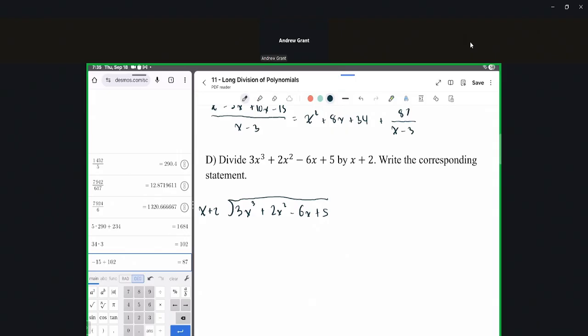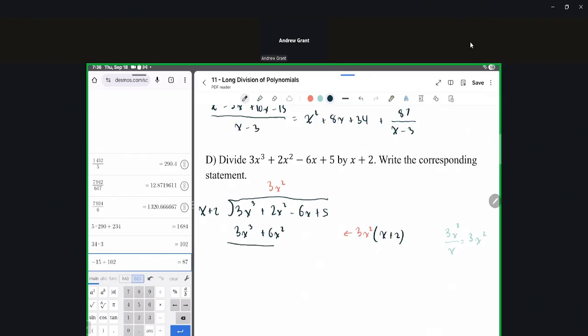Okay, first thing we want to do, how many times does x go into 3x to the power of 3? So off to the side, we can say 3x to the power of 3 divided by x is 3x squared. So on this line, we're going to take our 3x squared, multiply it by x plus 2. So 3x squared times x is going to give us 3x cubed. 3x squared times 2 is going to give us 6x squared.